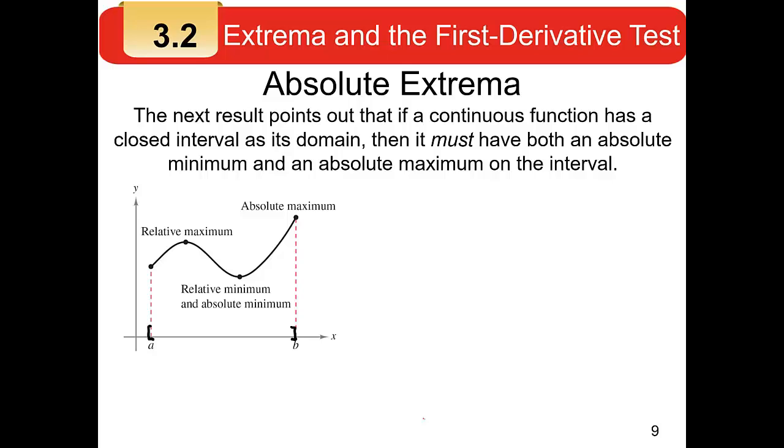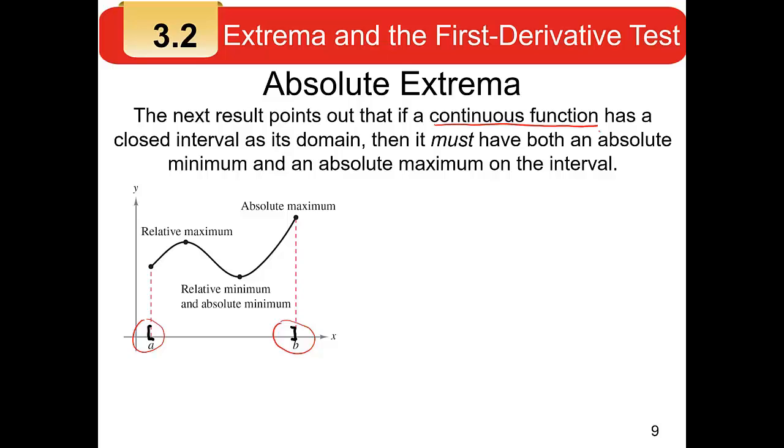This next result points out that if a continuous function has a closed interval as its domain, and I put brackets here just to emphasize that's a closed interval, then it must have both an absolute minimum and an absolute maximum. And the key thing here is it's a continuous function. So it's like a piece of string or a rope that's not been cut.